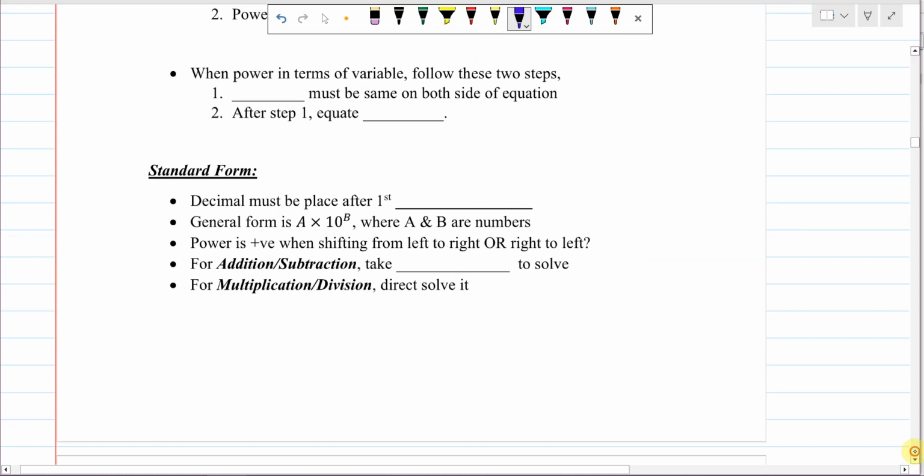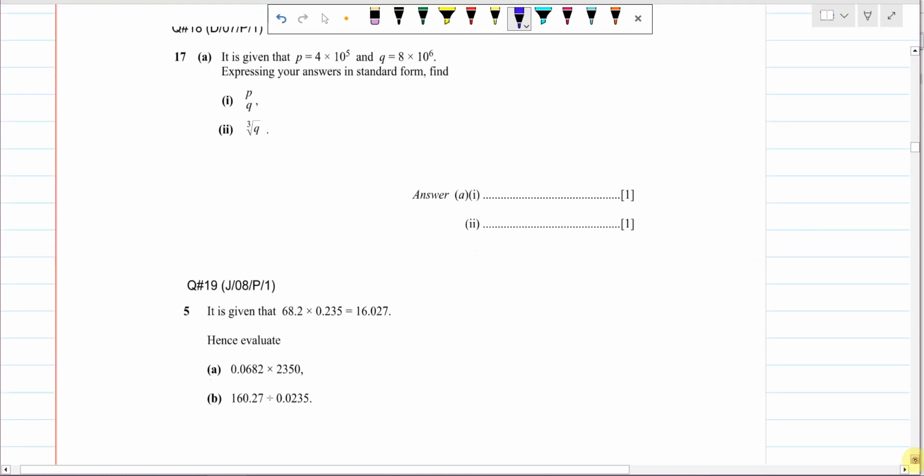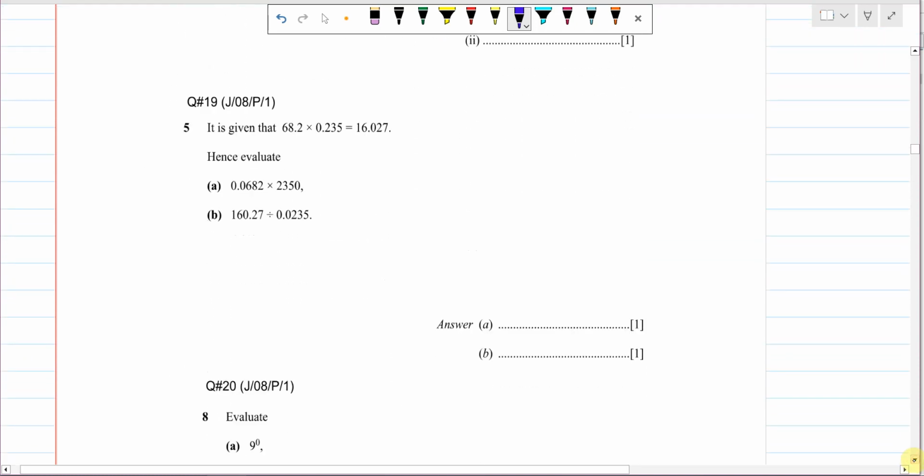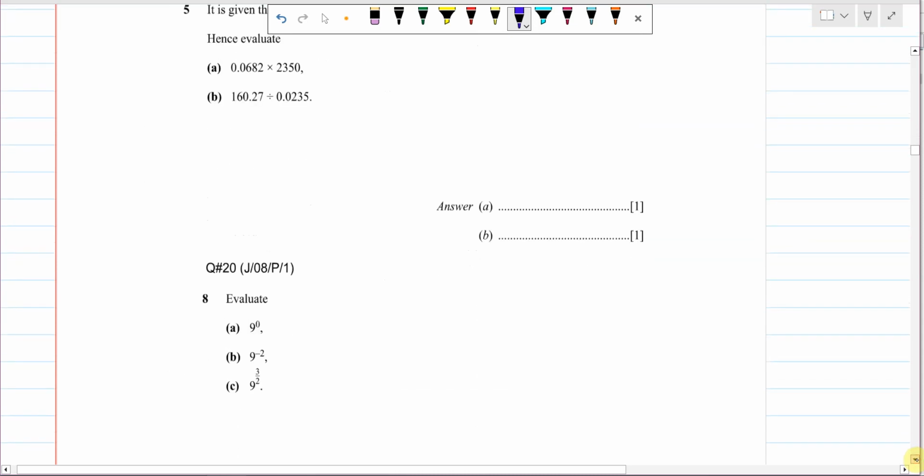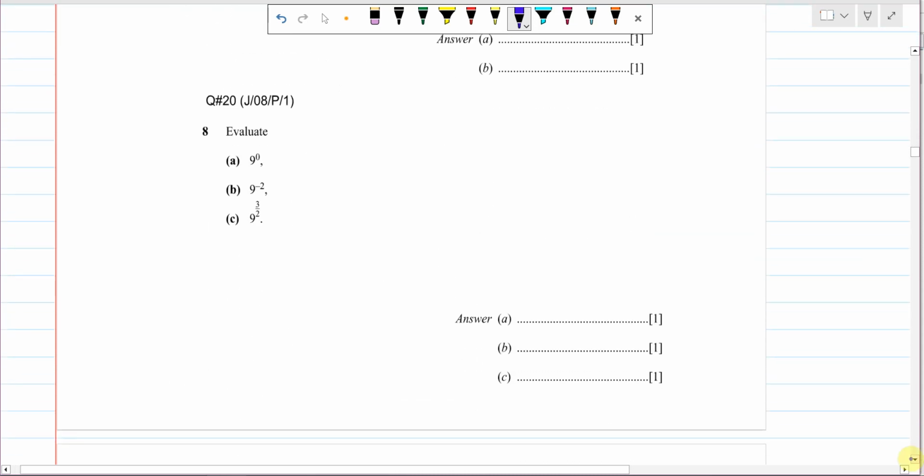Next one. These all are standard form, so I will cover this topic in the next video. In this video, only indices. So 9 power 0 is equal to 1. 9 power minus 2. When we have negative powers, we always flip the function. That will be 1 upon 9 square and it is 1 over 81.